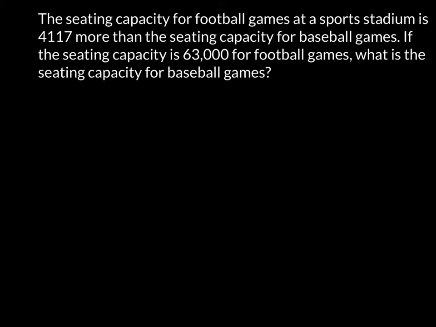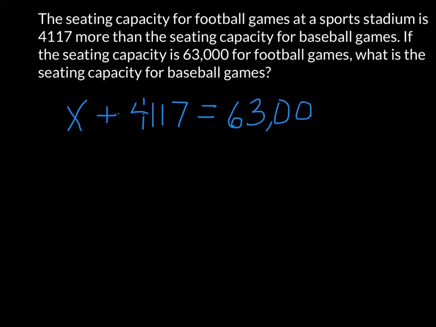So we have x, which is the seating capacity for baseball games, plus 4,117 equals 63,000. Now this is an addition equation. To solve an addition equation, we need to use the subtraction property of equality.